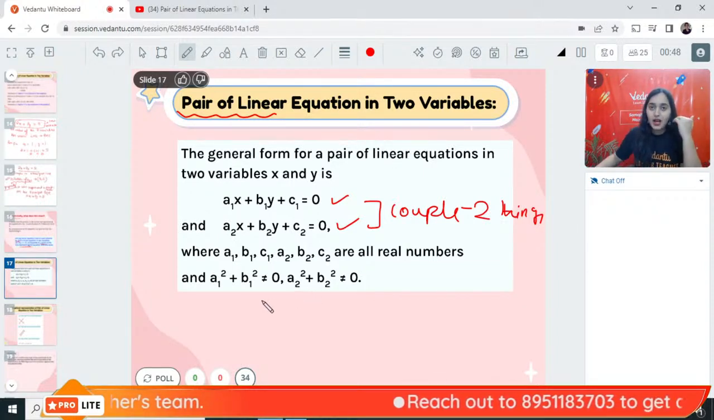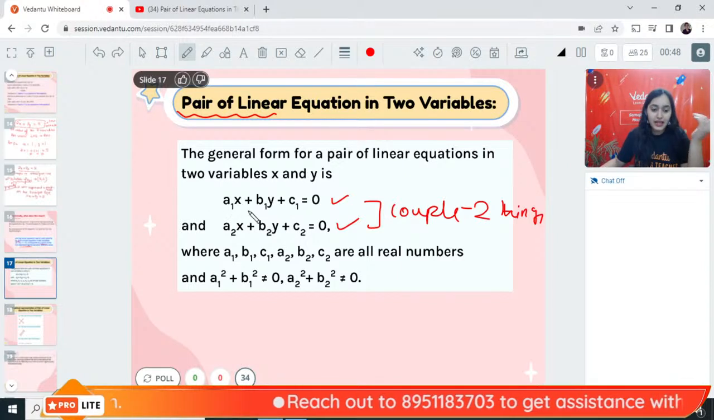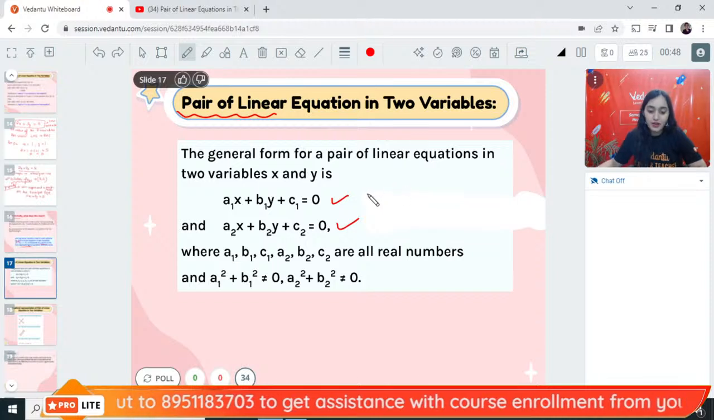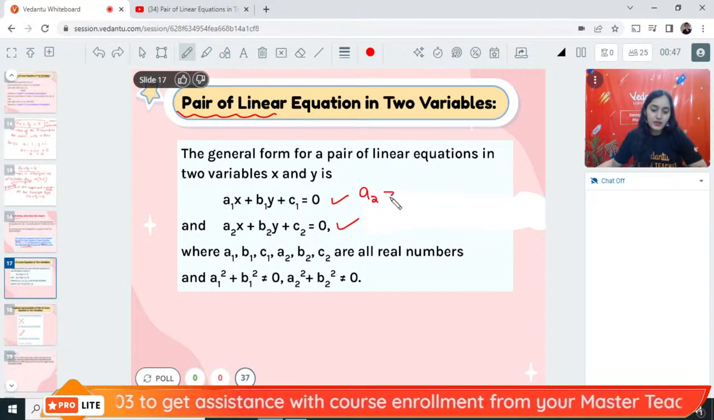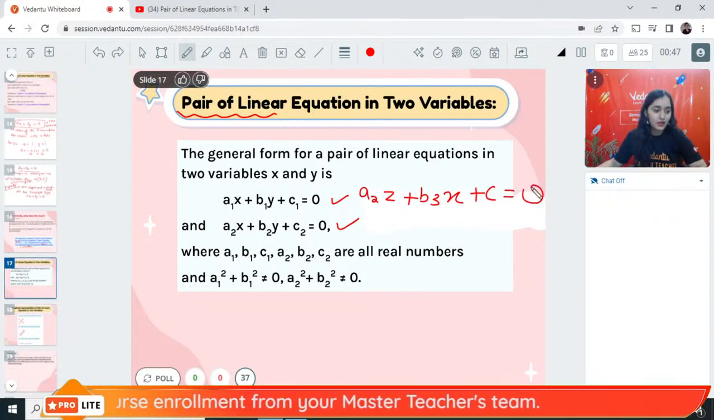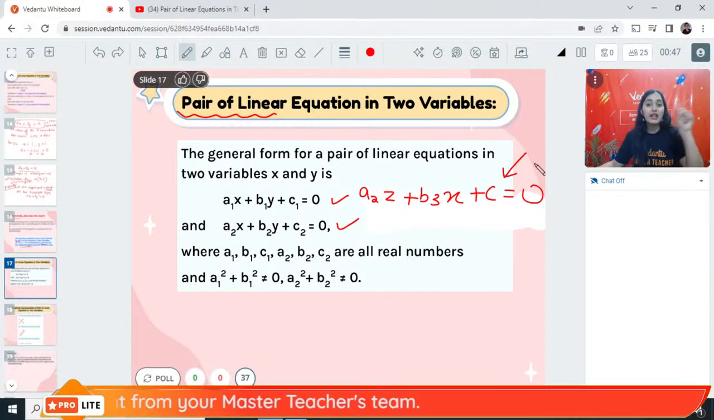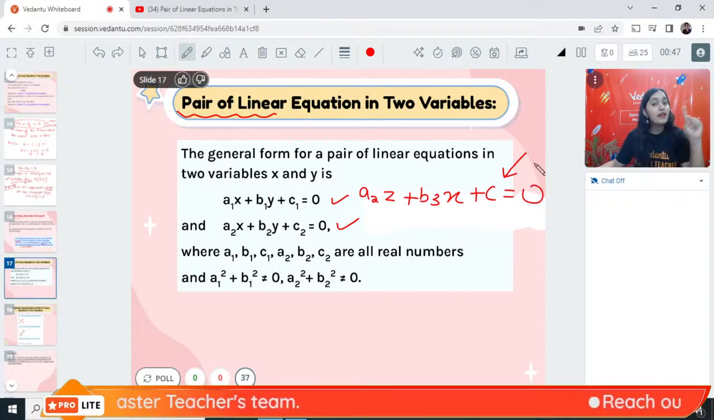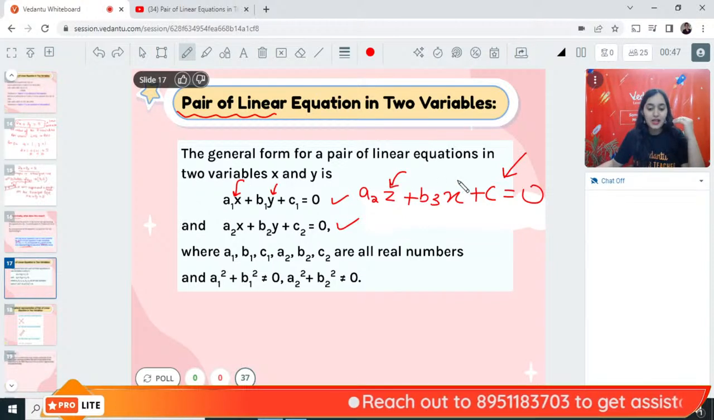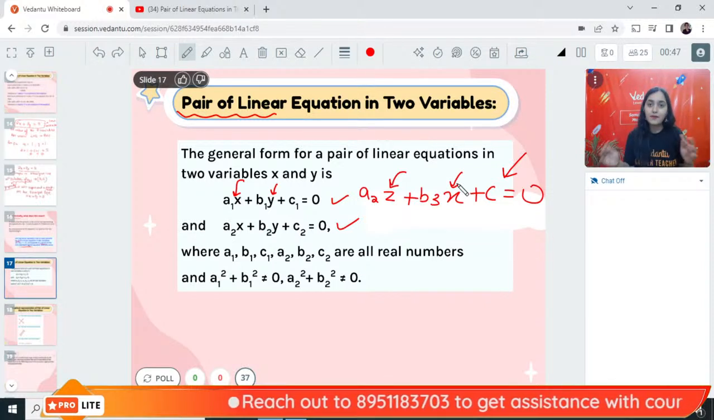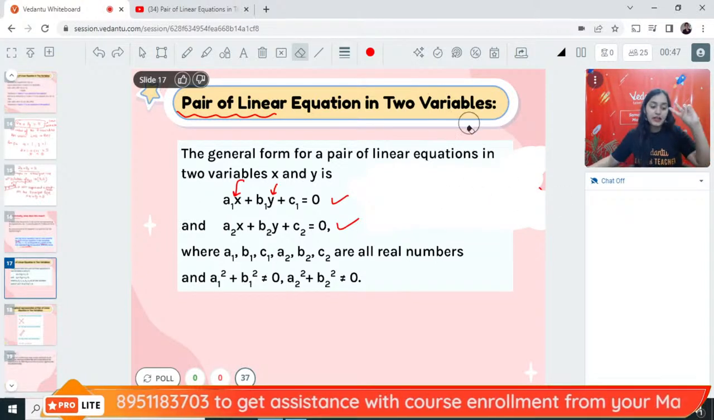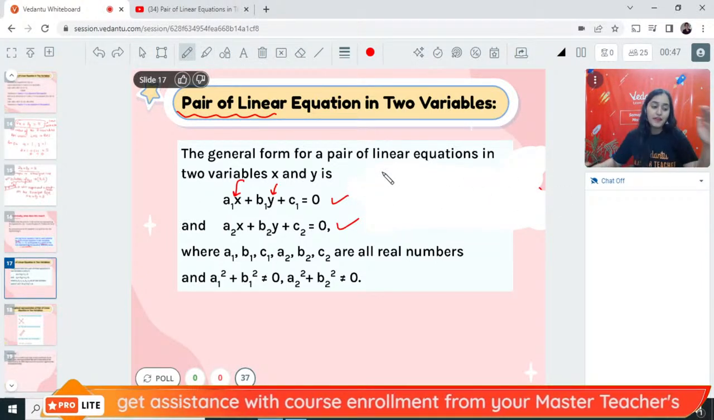It's like suppose I am talking about a1x plus b1y plus c1 is equal to 0. And then suppose I write down a2z plus b3 something x plus c is equal to 0. Now, is this a pair? No, it is not forming a pair. Why is it not a pair? Because here the variables are x and y, and here the variables are z and x. So the variables are not the same, so they are not forming a pair. Understood? So we are basically representing two equations, both in terms of x and y.